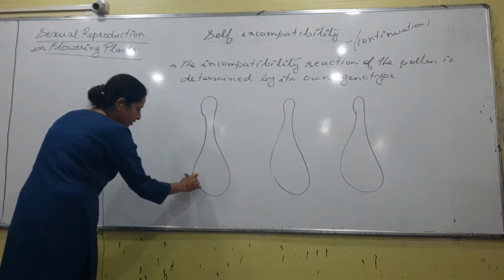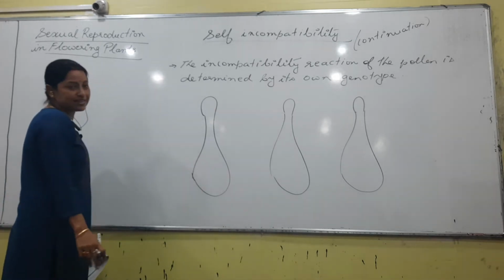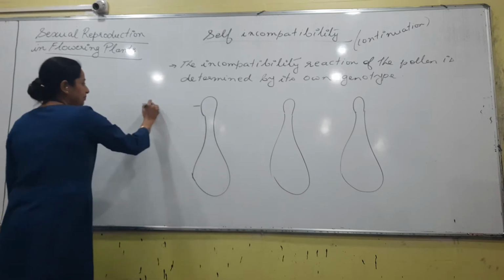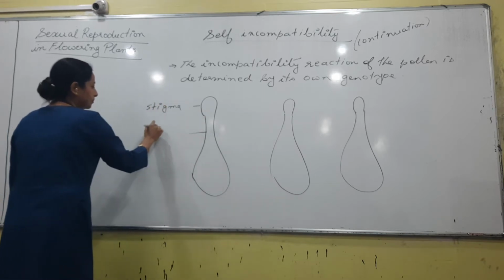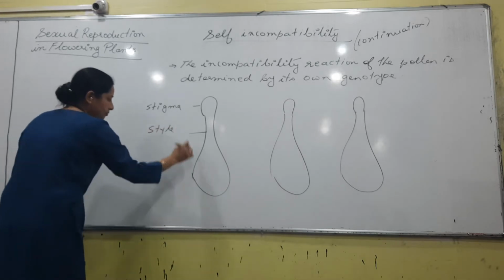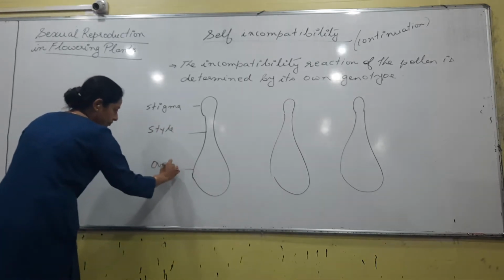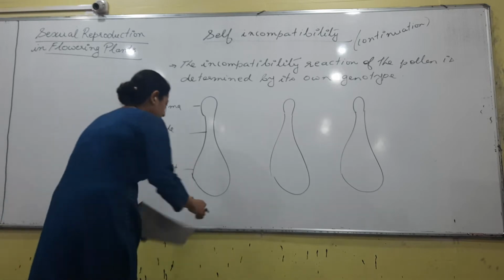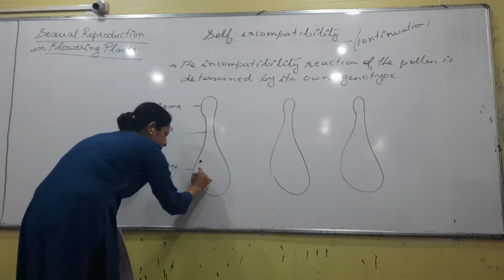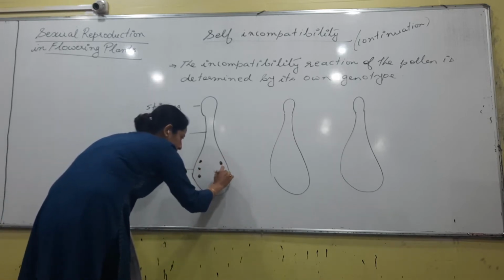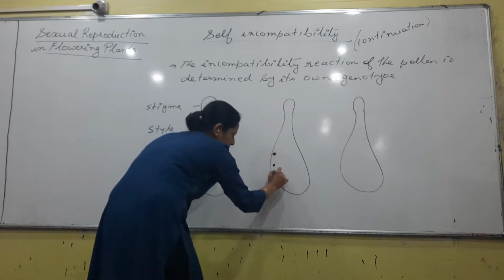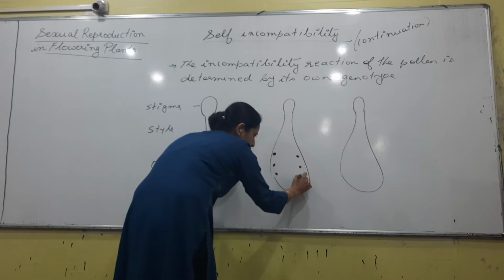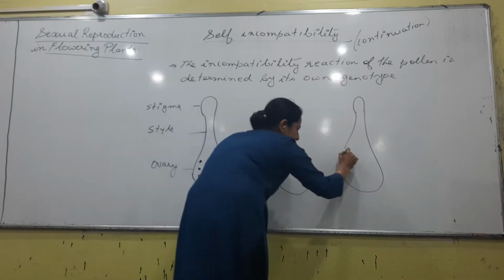So we are talking about the female reproductive part, stigma, style and ovary. Just a way of drawing the diagram. It does not mean anything specific.